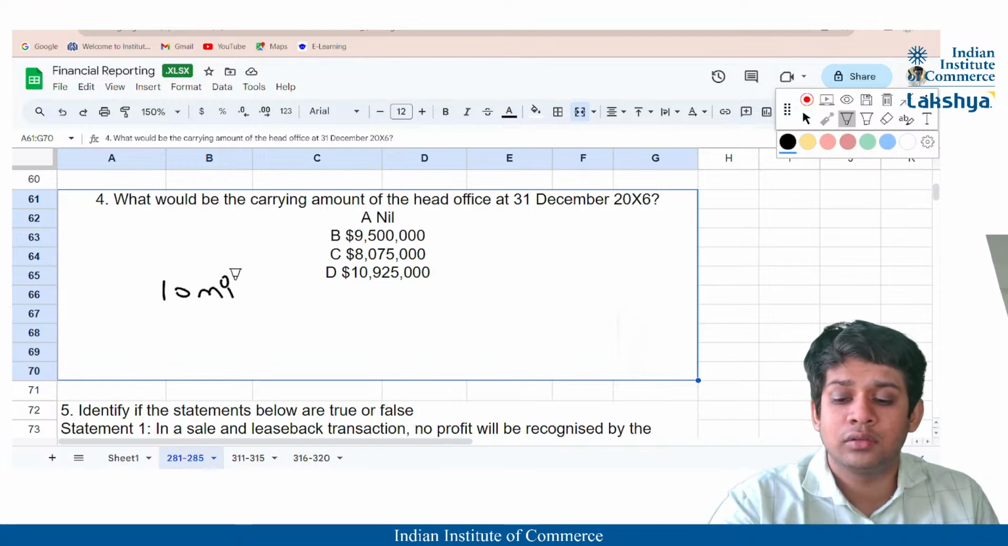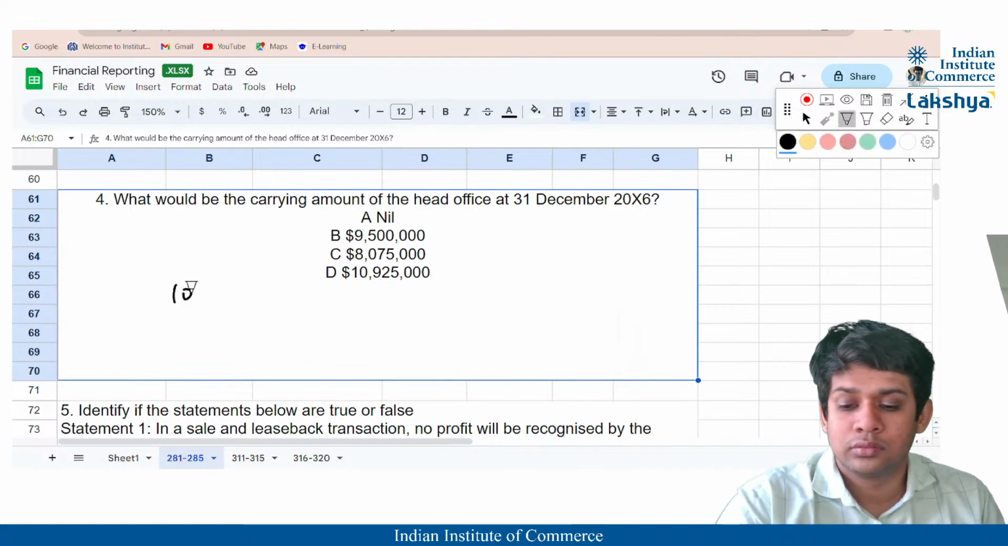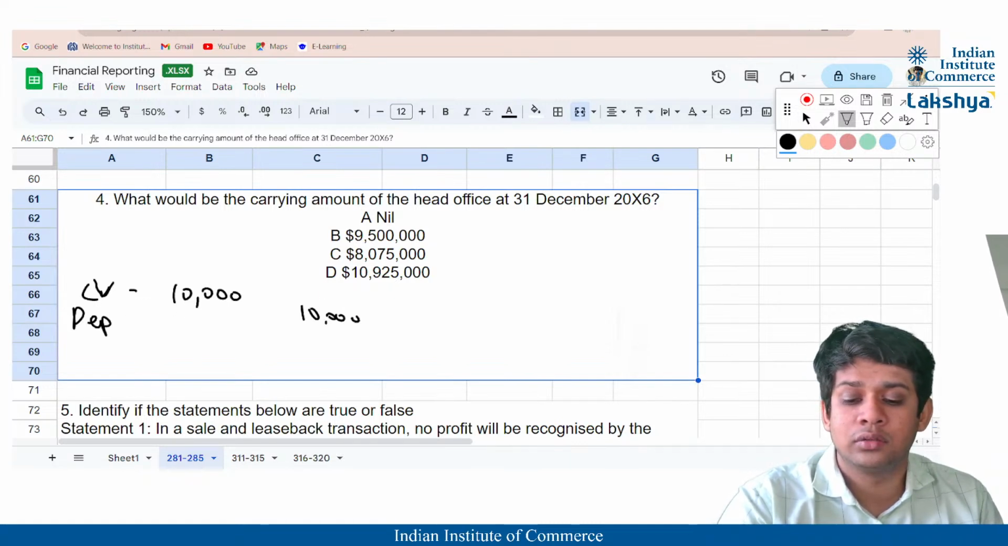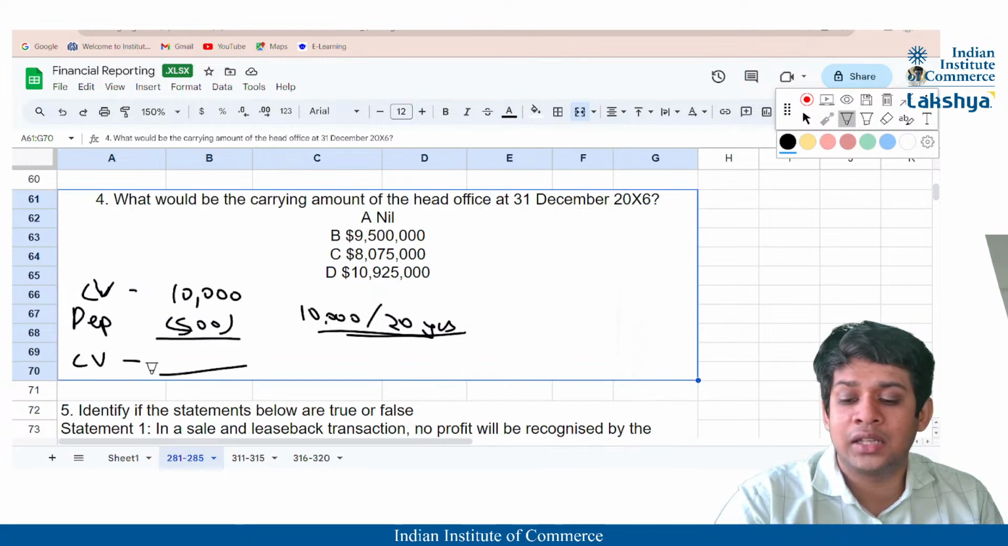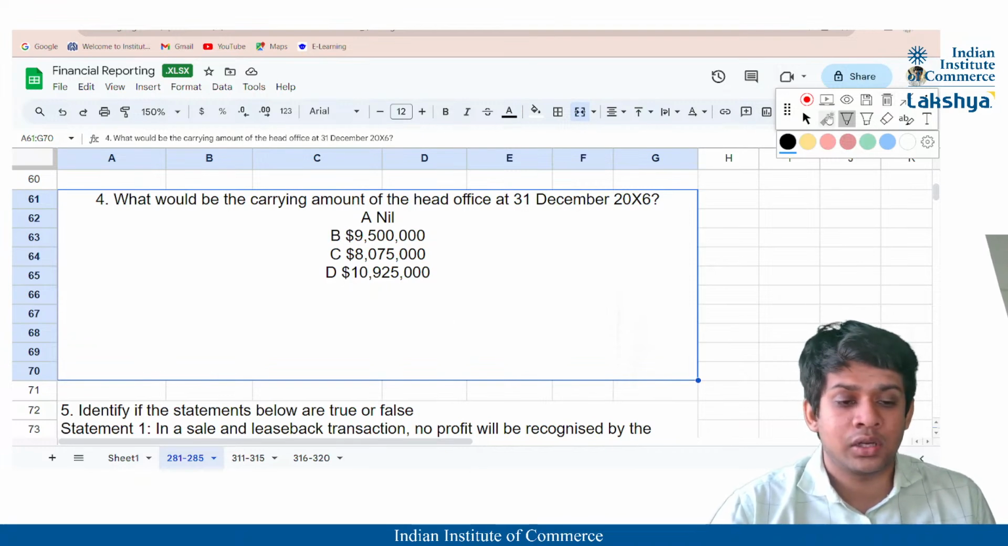So 10 million, or I can just state it as 10,000, is the carrying value of the asset at the start of the year. It will not be derecognized, so it will stay as it is. Depreciation will be charged, which will be 10,000 divided by 20 years useful life, so depreciation will be 500. The carrying value at the year end is going to be 10,000 minus 500, which is 9,500. So our answer here is going to be B, which is 9,50,000 or 95 lakh, sorry. I hope it is clear to you all. The answer is going to be B.